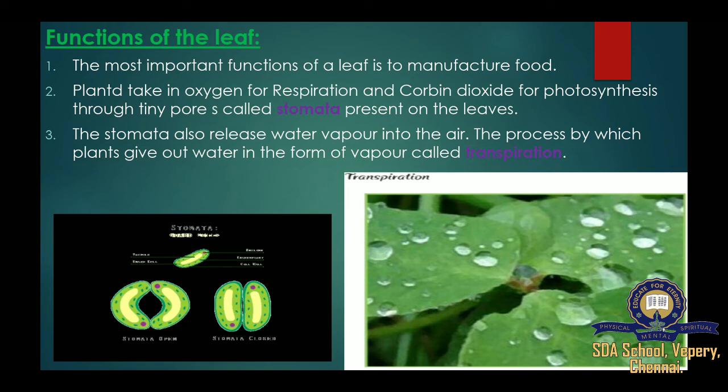Leftover glucose is stored in the stem, root, seed and fruit as starch and sugar. Human beings and other organisms like plants and animals use the stored food. The oxygen produced during photosynthesis is used by all organisms including plants, animals and human beings for respiration. Plants take in oxygen for respiration and carbon dioxide for photosynthesis through the tiny pores called stomata present on the leaves. What is meant by stomata?